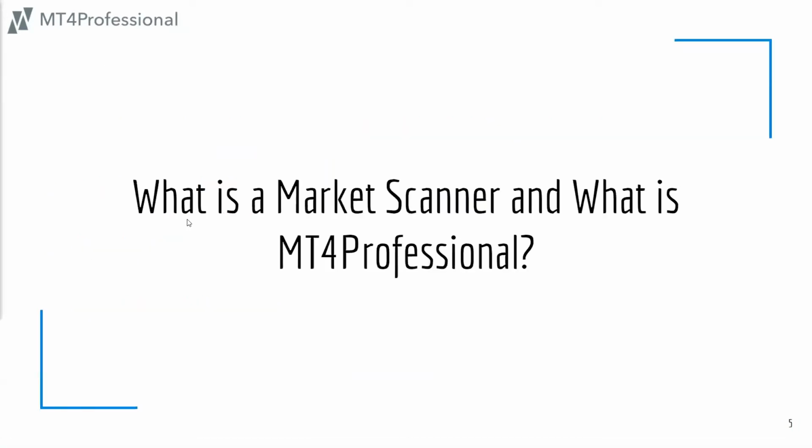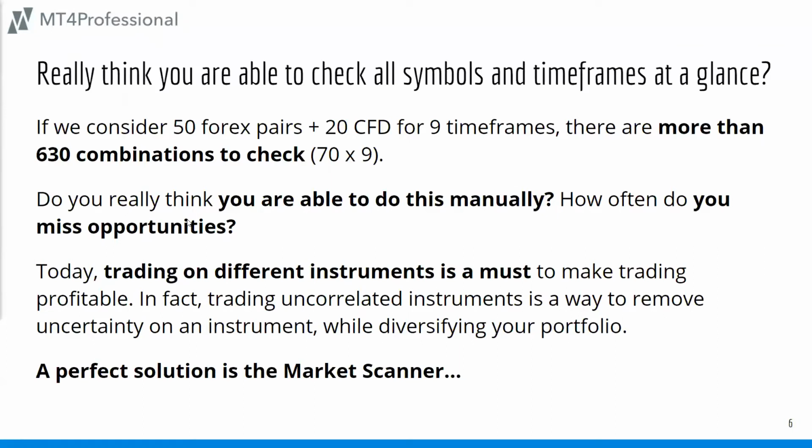So what is a market scanner? If you look at all the pairs that are considered Forex pairs on MT4 or MT5, you'll have a lot more pairs to combine. But if you take into account the CFDs and all the different time frames, that's 630 or more combinations that you have to look for to find potential trades. Do you think you have the time to be able to do that? Do you think that you can actually manually do that yourself?